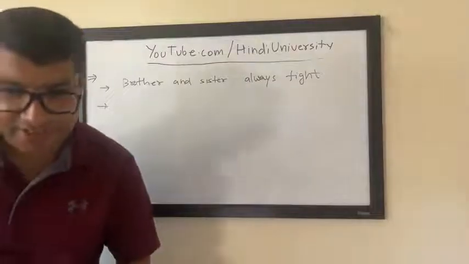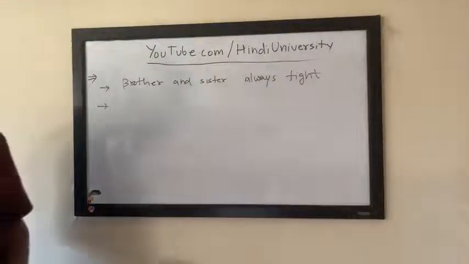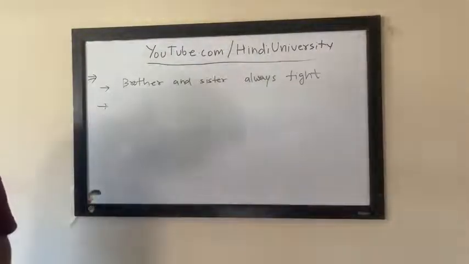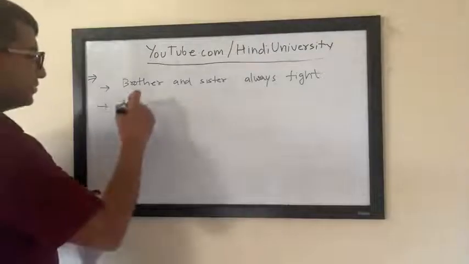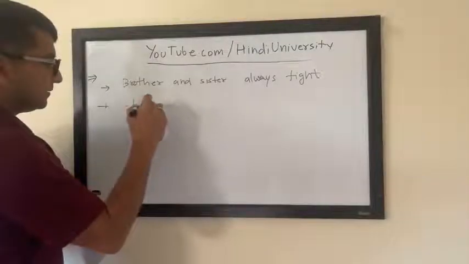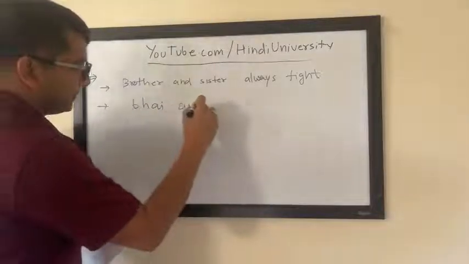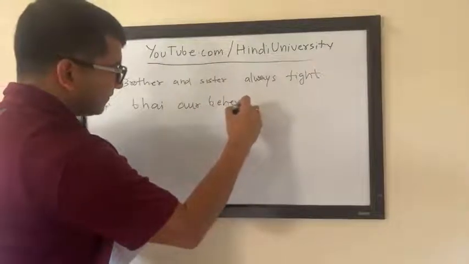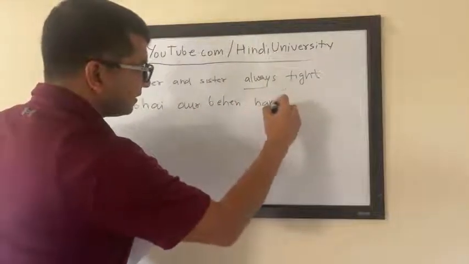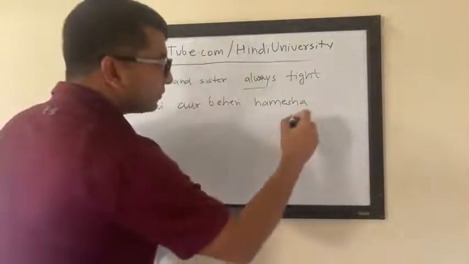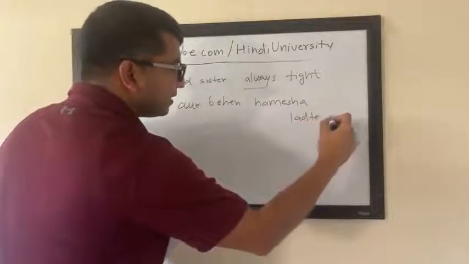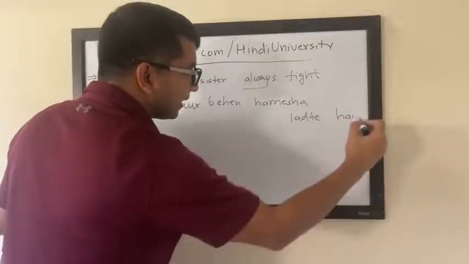Okay, Chanel ji, you ready to take this one? Brother and sister, they always fight. भाई बहन हमेशा लड़ते हैं. Very good. Okay, so let's write it down. You have भाई or बहन, always is हमेशा, and as you can tell, she defaulted to masculine plural. हमेशा लड़ते हैं. Okay.